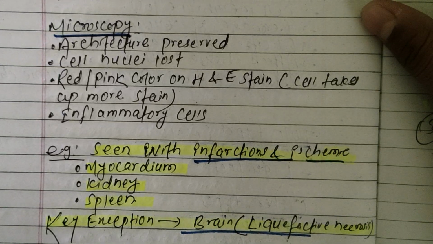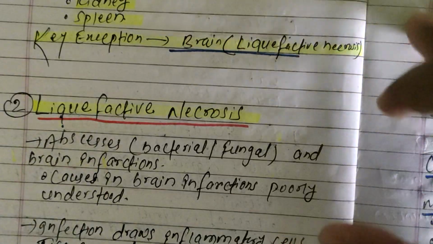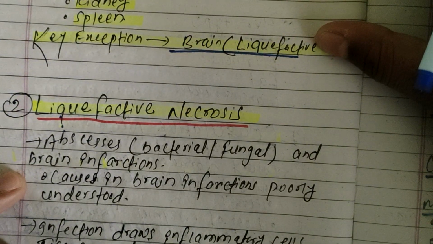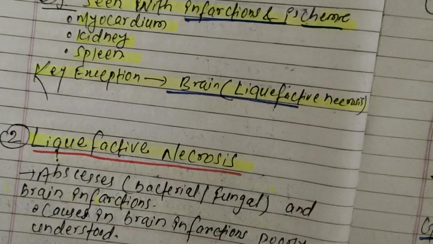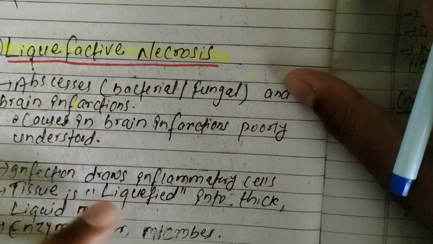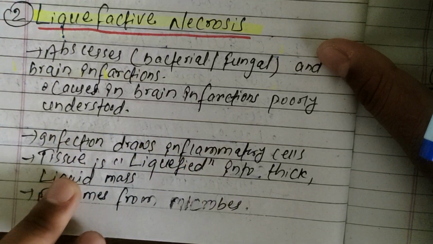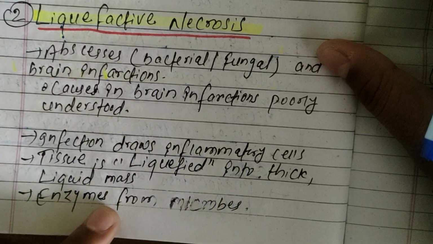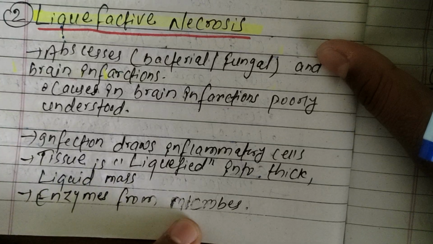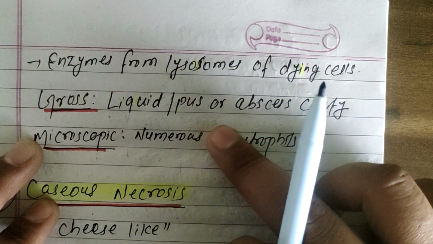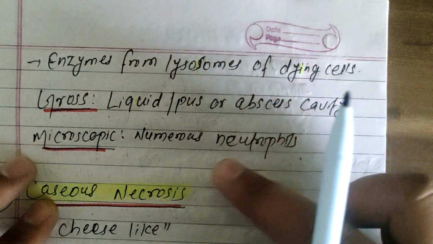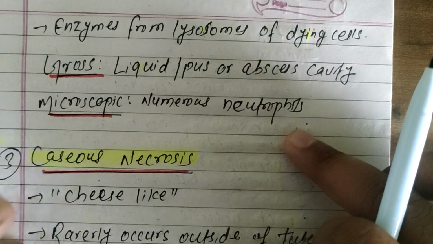Now let's discuss liquefactive necrosis. Liquefactive necrosis is seen in abscesses, bacterial and fungal infections, and brain infarction. It is caused in brain infections, but the mechanisms are poorly understood. So infections draw the inflammatory cells, and the tissue is liquefied into a thick liquid mass. Enzymes from the microbes are released, and enzymes from the lysosomes of the dying cells are also released. In the gross, we will see the liquid or pus or abscess cavity, and in the microscopic view we will see numerous neutrophils.